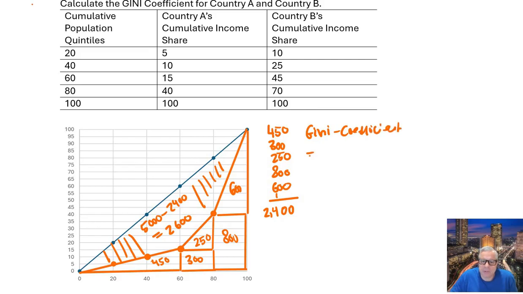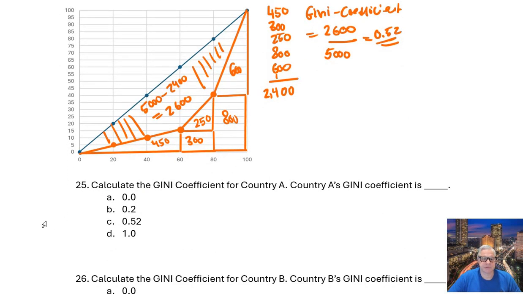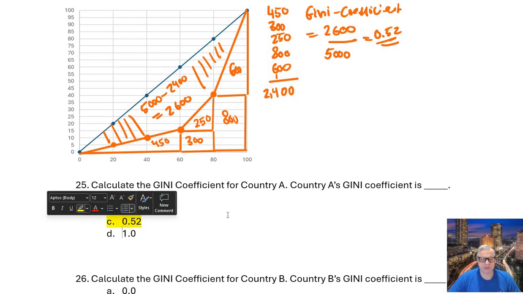And now the Gini coefficient would be equal to 2,600 over 5,000, and that should be 0.52. Okay, so there is a 0.52, so that's the correct answer.